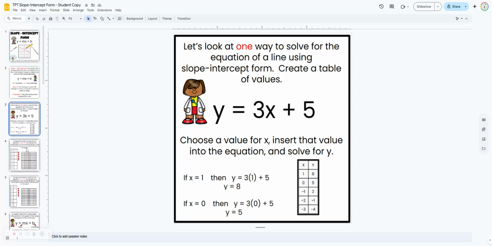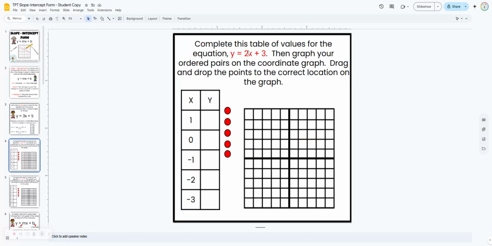So the students are going to be doing that on the next two slides. They're given an equation. They have a table of values. The x values have already been determined. So they're just going to take the x value, put it in place of x in the equation, and solve for y. So if x is 1, y is 5. If x is 0, y is 3. If x is negative 1, y is 1, and so on. So they're going to do that with all 5 values.